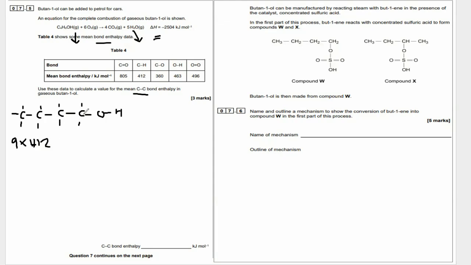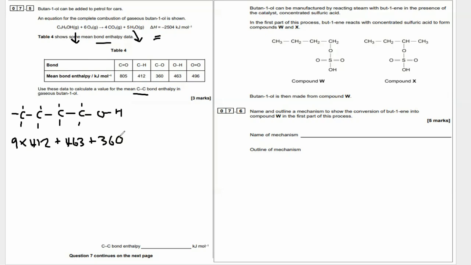Right. I've also got an OH bond right here, and the OH bond is 463. So I want to plus that 463. I'm terrible at these. I always miss something. There's a CO bond there. Probably going to miss that. That's 360.